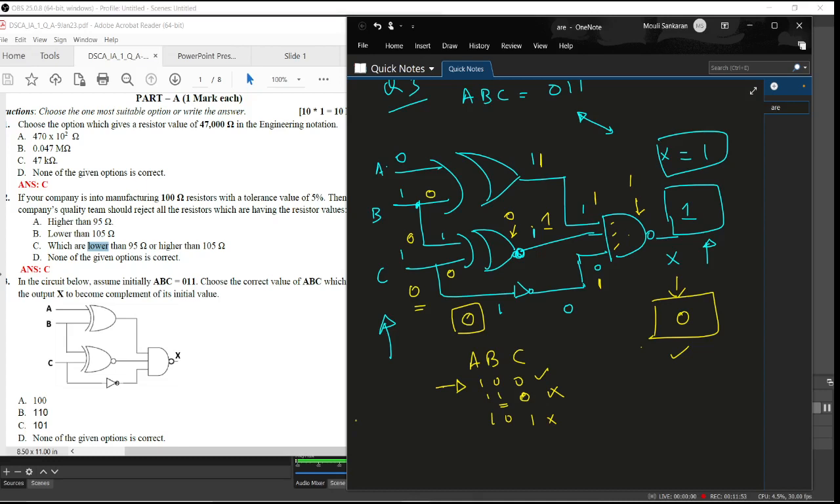Then when will the XR output be 1? Only when I have A as 1. If I have it as a 0, then XR will be 0. So A has to be 1. Yes, we got the answer.